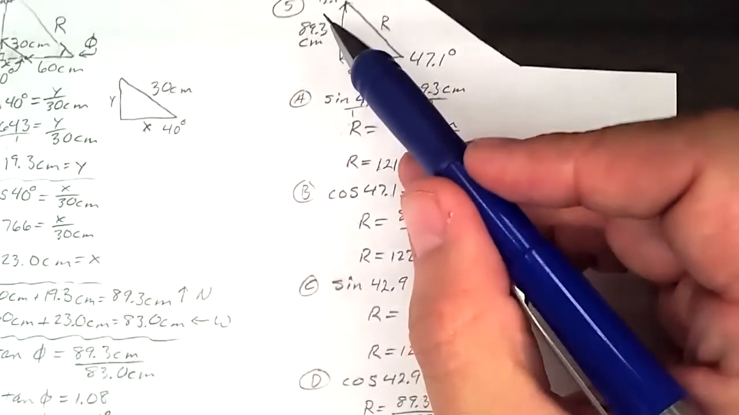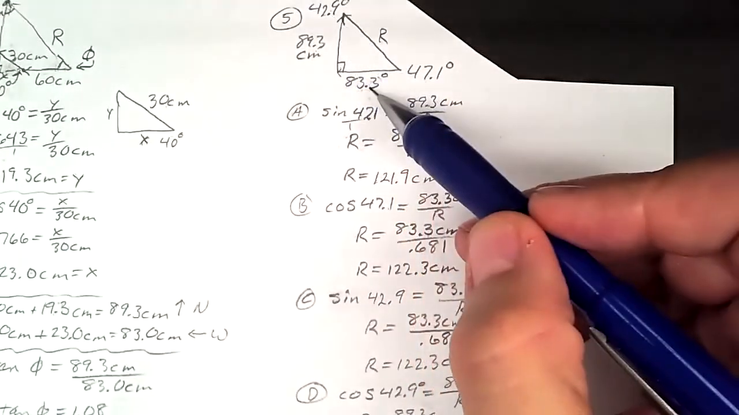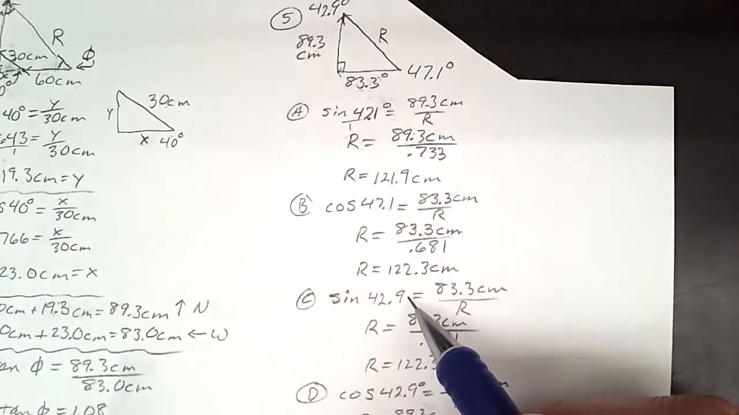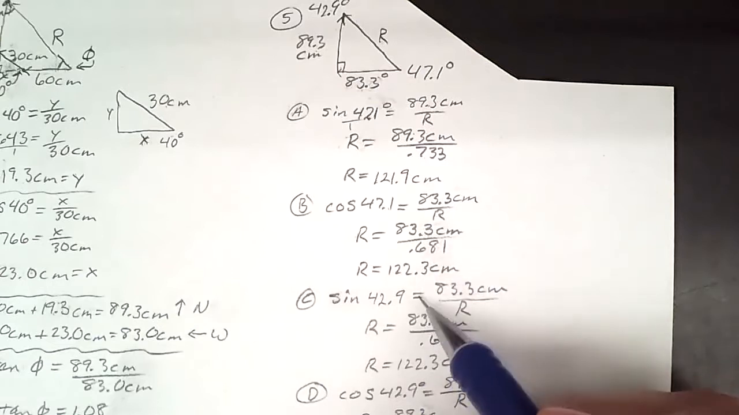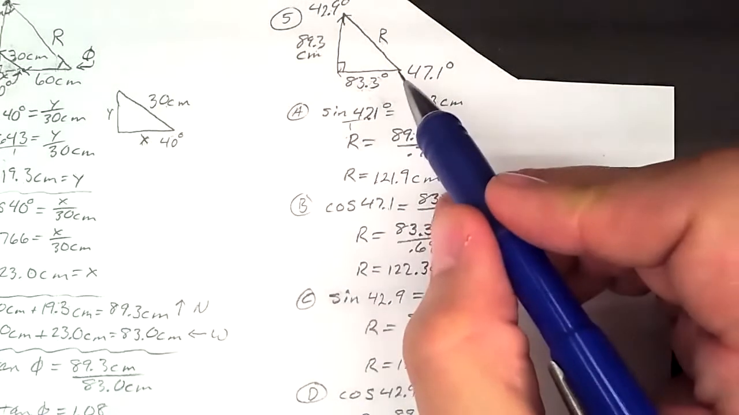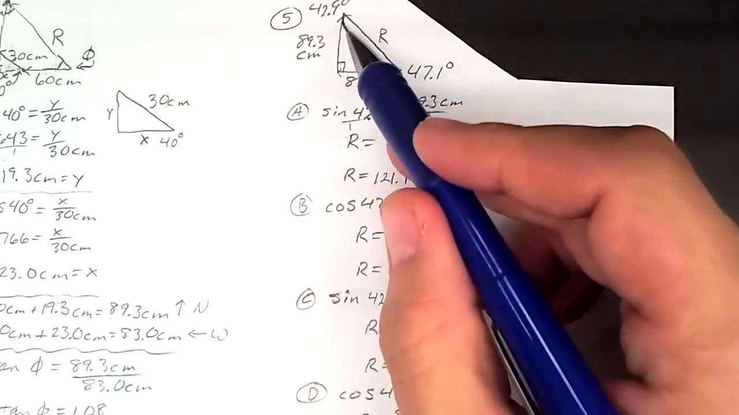Sine of this angle will be opposite over R. And notice we get exactly the same thing as cosine of the other one. These are literally the same thing. Not only do you get the same answer, it's the same setup. Cosine of one angle equals sine of the other angle.